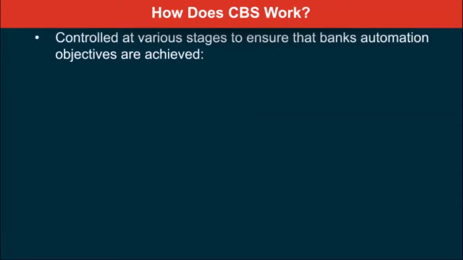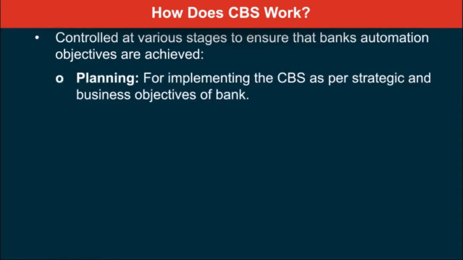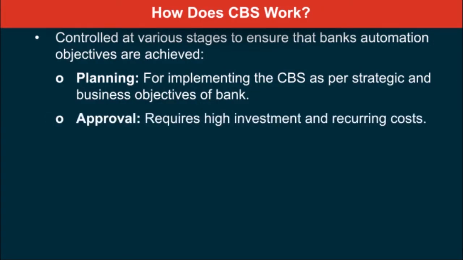So control is for what? Basically you have to achieve certain objectives. And what are your objectives? Banking automation objectives, basically you're planning, you're implementing the business objectives of the bank. Then you have to approve it. You have to get the approval, because there's a high investment involved and there are recurring costs also involved.